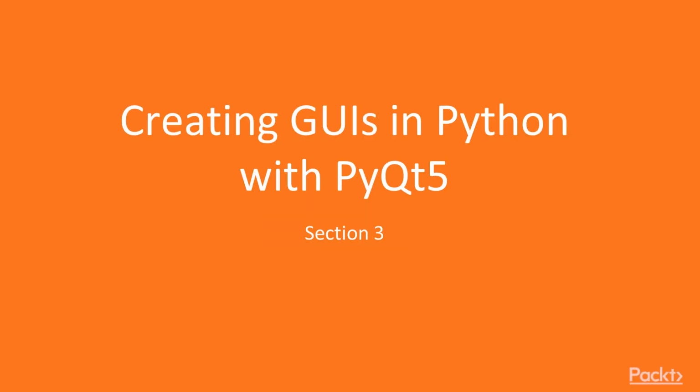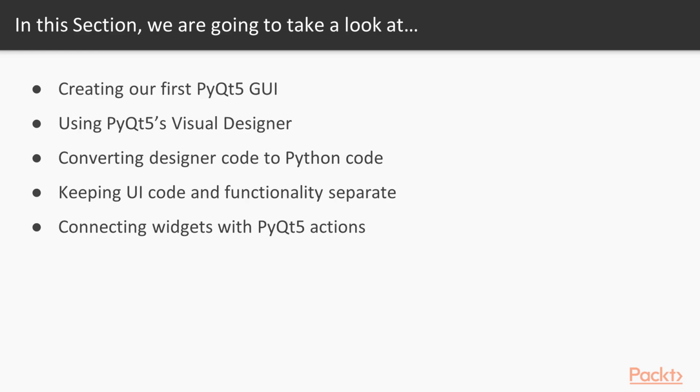Hello and welcome to section 3, in which we will be creating GUIs with Python and the PyQt5 framework. In this section we will first install PyQt5 and then we will create our first GUI wizard. Then we will install PyQt's Visual Designer and use it to visually design GUIs.